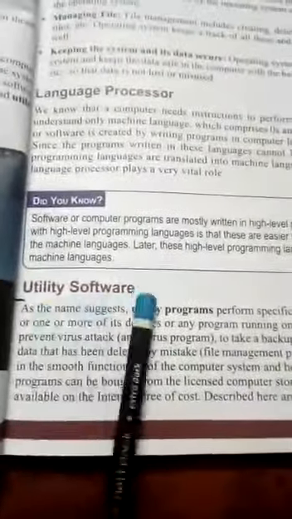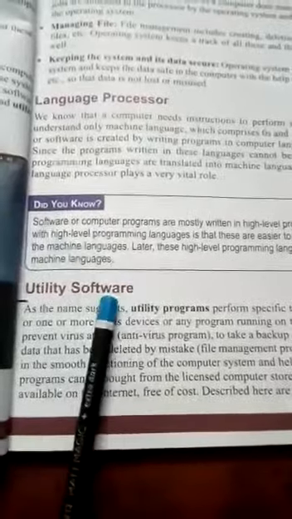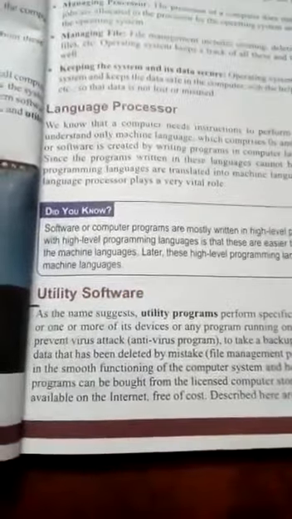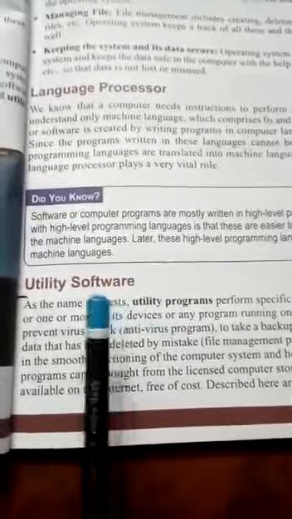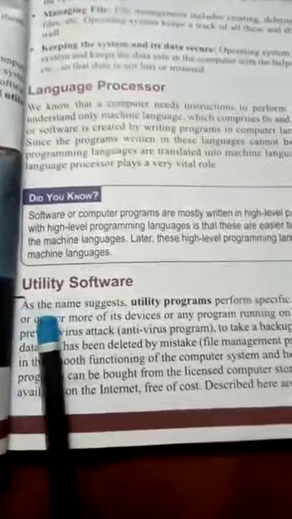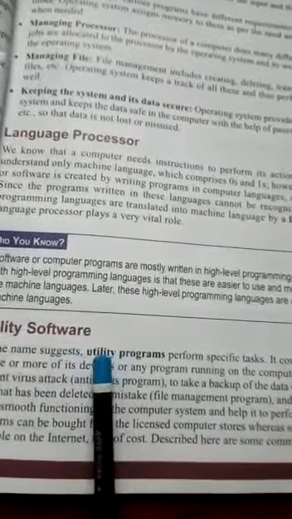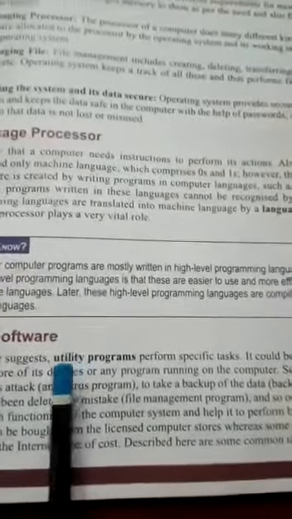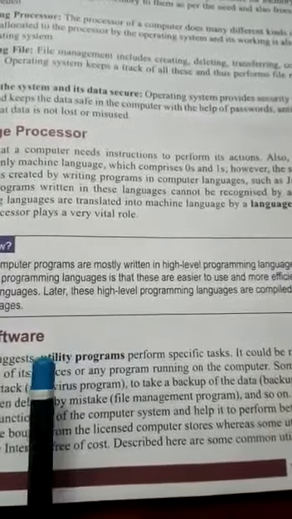Then utility software. This is the third type of system software. System software is of three types: operating system, language processor, and utility software. As the name suggests, a utility program performs a specific task. It has some special tasks and does some special work. Utility means using the program. What are the programs used for? Let's see.